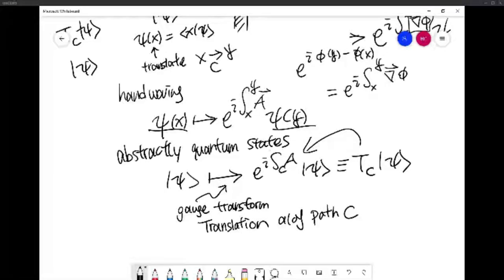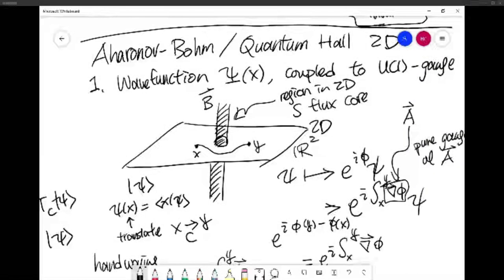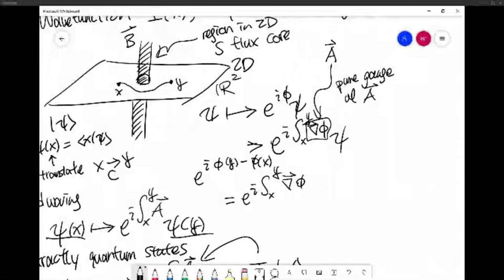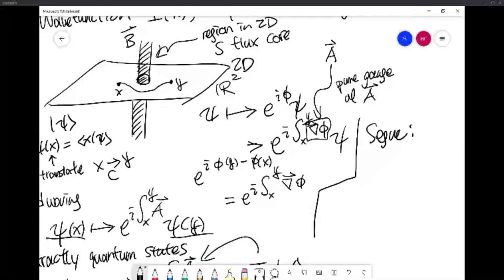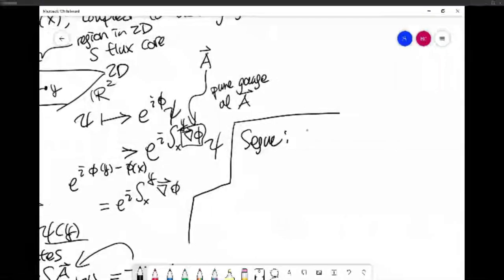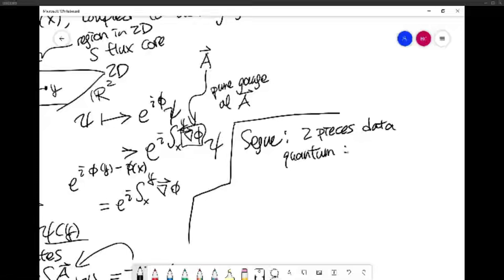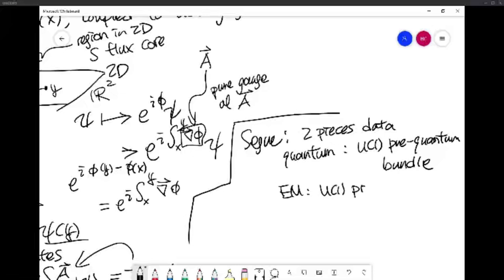And this phase is actually given by the line integral of the vector potential, because you have a non-trivial flux that's going through the 2D system. And when you have that non-trivial flux, it's going to couple non-trivially to your wave function, right? So just a segue for mathematically inclined people. Here, I have two pieces of data, right? I have the quantum piece, which is a U1 pre-quantum bundle. And I also have another piece, which is the electromagnetic field, which is a U1 principal bundle. And I want to couple these two together.